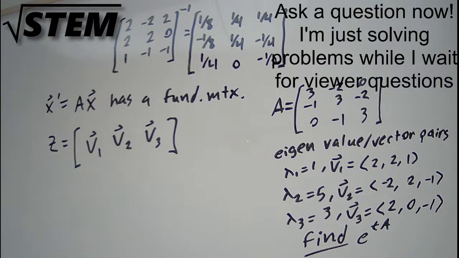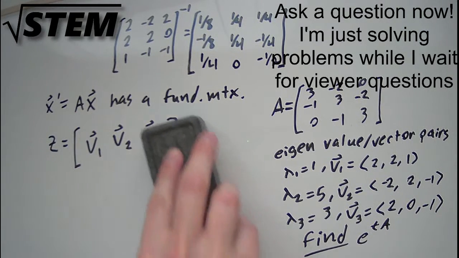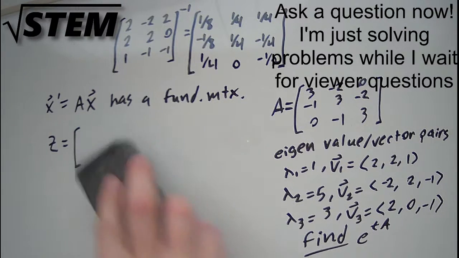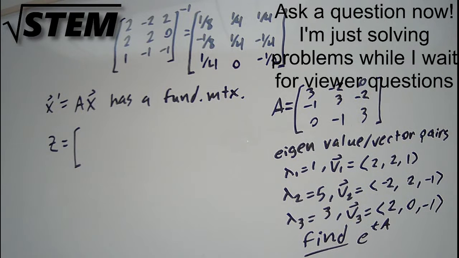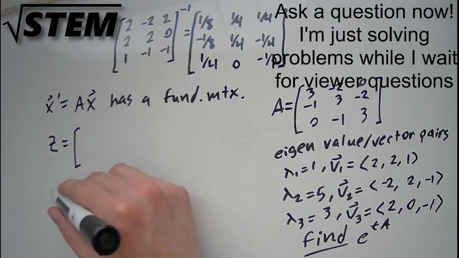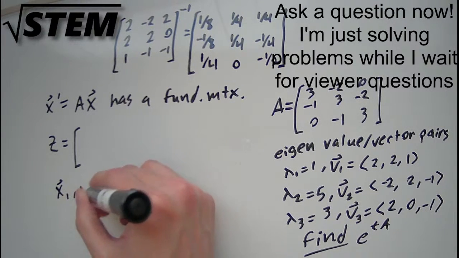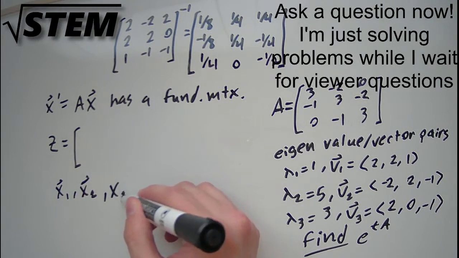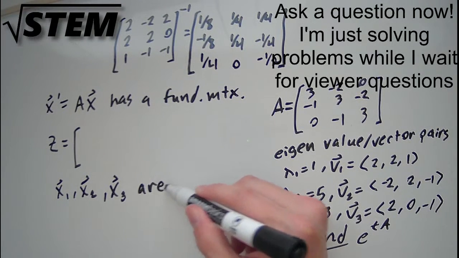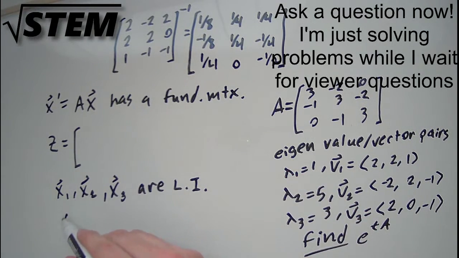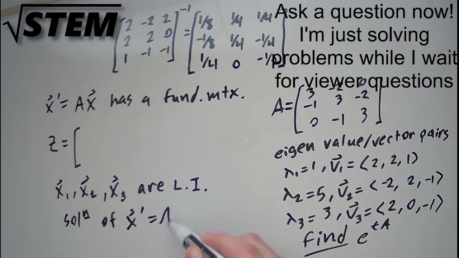They have to be linearly independent eigenvectors. And what we can do with this Z matrix, where, oh wait, no, I said that wrong. These shouldn't be eigenvectors, these should be solutions to the system. So where x1, x2, x3 are linearly independent solutions of x prime equals Ax.